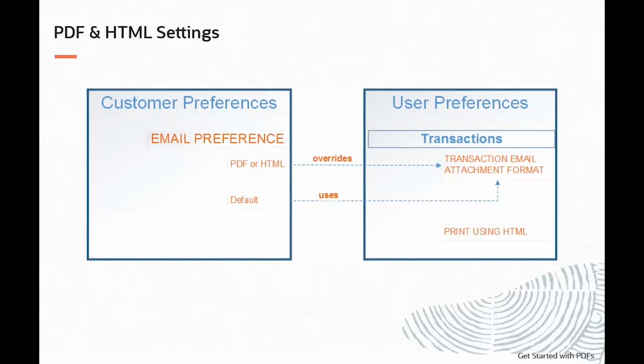The following diagram shows how customer preferences always override the value selected inside the preferences page for email attachments. This means that if a customer prefers PDF attachments, while you as a user prefer HTML, a PDF attachment will still be sent because it prioritizes the customer's preferences over the user's. Meanwhile, if it's set to default, it will just use whatever the user's preferred setting is.